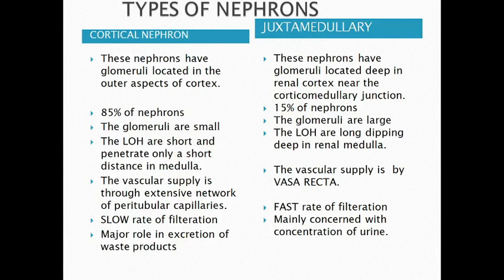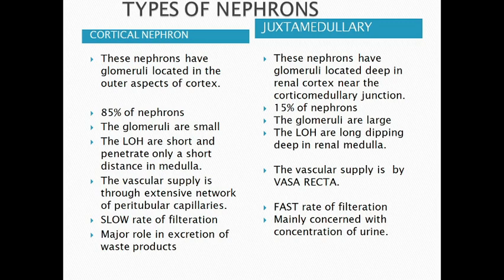Now, just before we end, I would like to highlight the differences between the cortical and the juxtamedullary nephrons. A very, very important differentiating question which is asked very frequently in your exams as well as in your vivas. So nephrons are basically of two types, the cortical nephrons and the juxtamedullary nephrons, depending on the location where they are present in the kidneys.